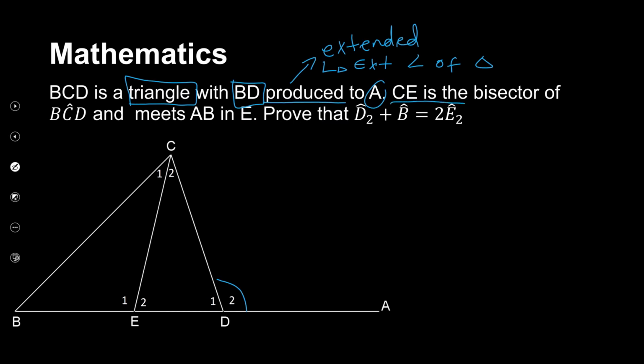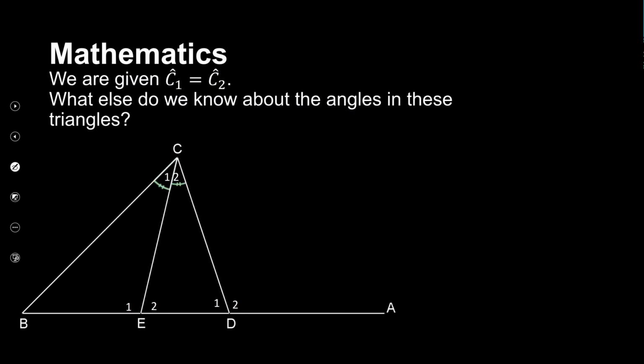Now, CE is a bisector of BCD, which means that angle C1 and angle C2 are equal to each other. I'm going to show you a proper diagram in the next slide. Then this also meets AB in E, which tells us that it is a straight line intersecting another line. But before we entertain the question, let's apply what they've told us in the diagram. We know that C1 is equal to C2. That's a given to us.